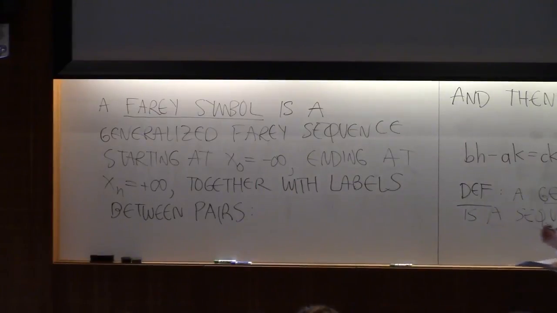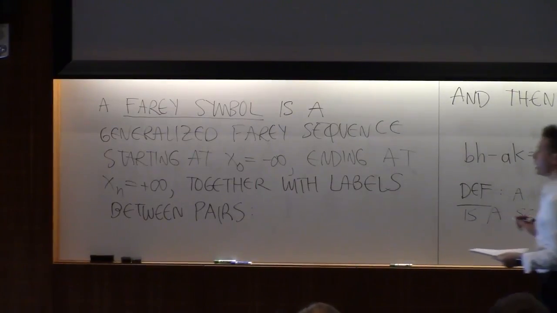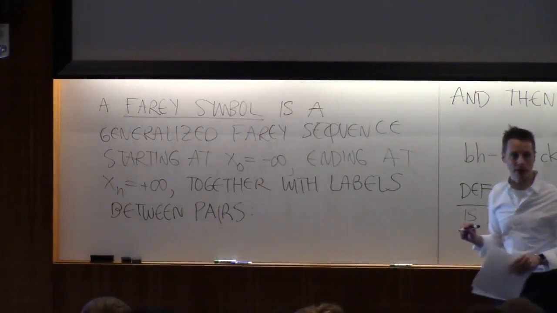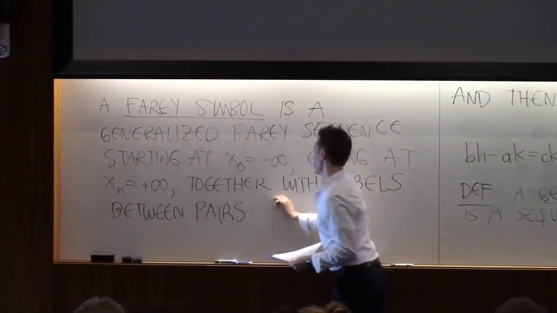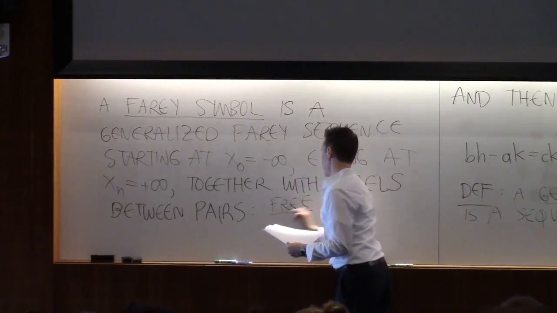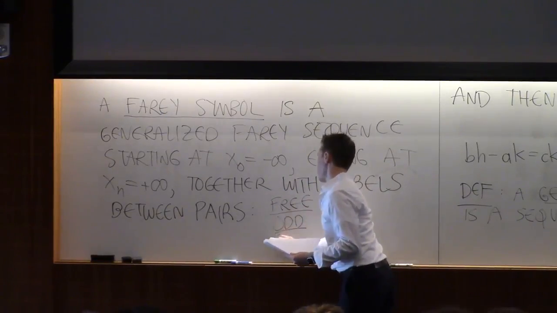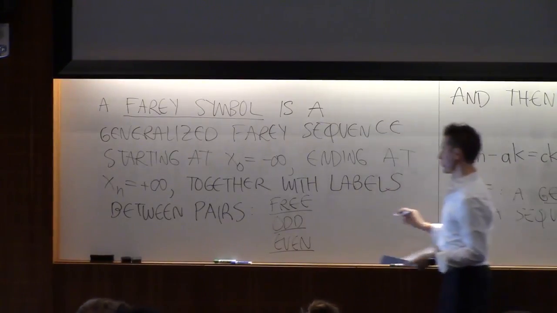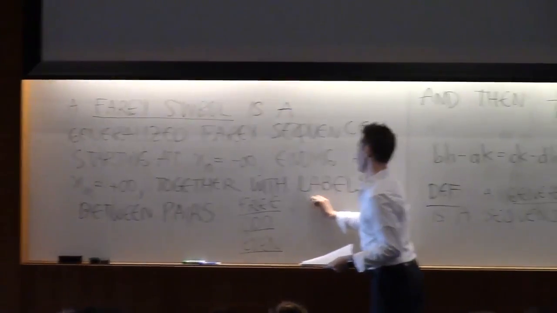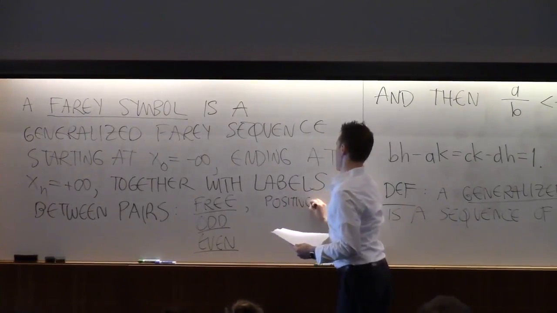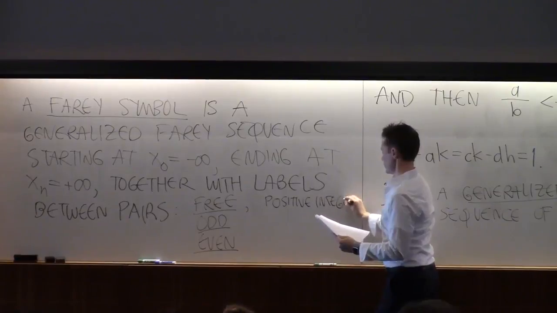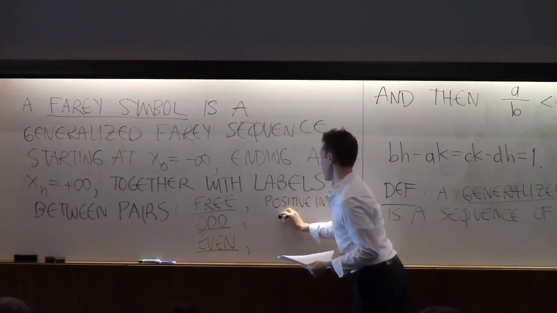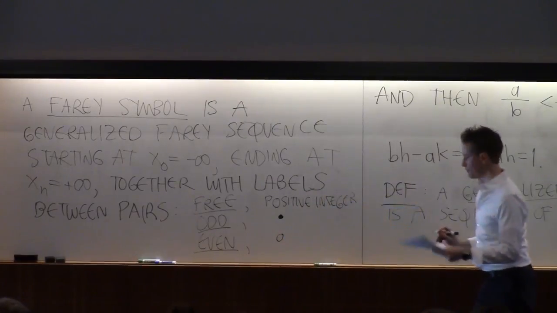Okay, so I made the sequence, rational numbers satisfying the Farey condition. Between any two of them, I'm going to put some decoration. I have three options for my decoration. Those options are called free, odd, or even. Sorry, not my choice in terminology. I'm just borrowing from what was used before. So if it's free, I label it with a positive integer. And if it's odd or even, I have the symbol black dot or open dot.